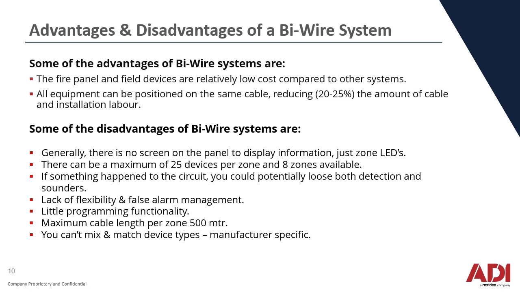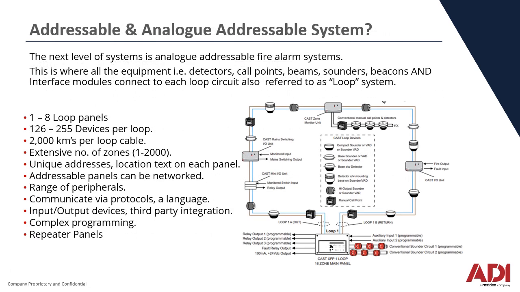Some of the disadvantages of by-wire systems are: generally, there is no screen on the panel to display information, just zone LEDs. There can be a maximum of 25 devices per zone and 8 zones available this time. If something happened to the circuit, you could potentially lose both detection and sounders. Lack of flexibility and false alarm management, little programming functionality, a maximum cable length per zone of 500 meters, and you can't mix and match device types. These are manufacturer specific.